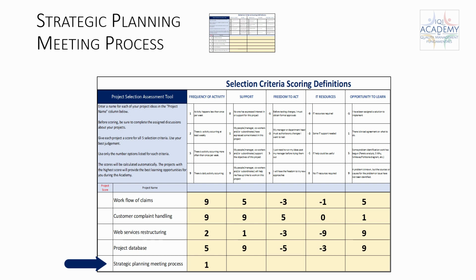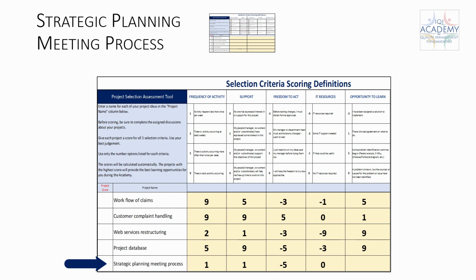While most people in the organization have some interest in the process, it is not an urgent concern for them, and none have expressed support for the idea. 1 for support. All top leadership has some stake in the process, and changes will not be made without formal approvals. -5 for freedom to act. There are no requirements for which IT resources might be needed. 0 for IT resources. Opportunity to learn is very high.